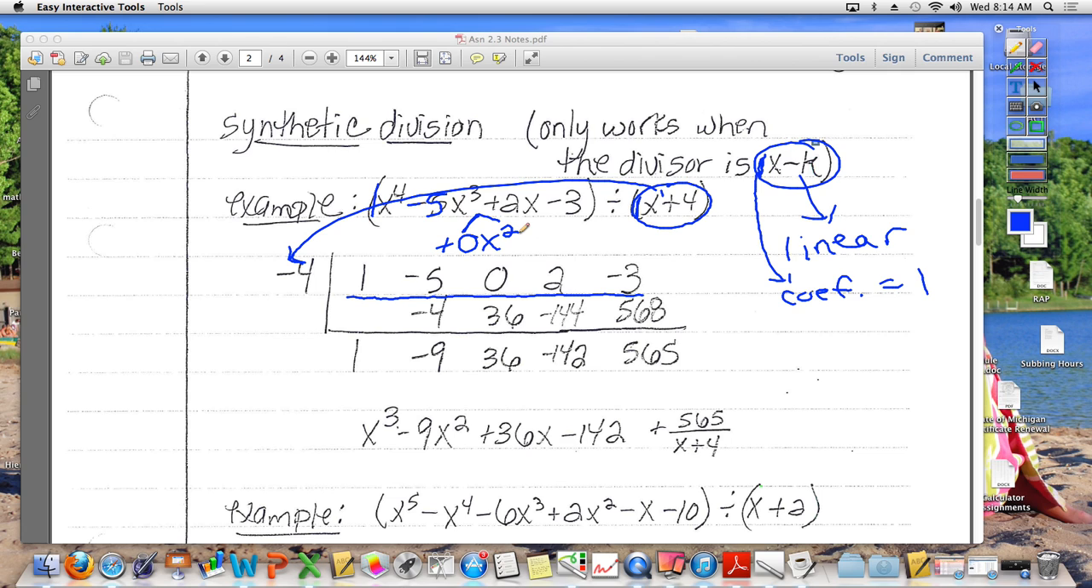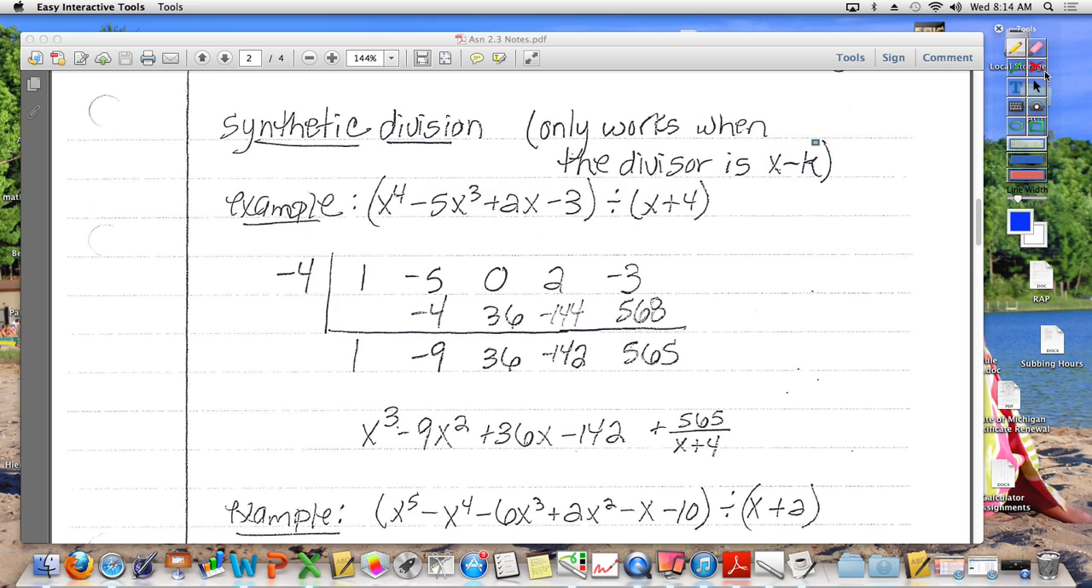Okay? This is what you do. Take this 1 to begin with. Take this 1 and you bring it down. By the way, you just draw this big, kind of like a big gigantic L with a really long leg on it. You bring the 1 down. And then you take this negative 4 and you multiply it by 1. What's negative 4 times 1? Negative 4. So I wrote negative 4 down.